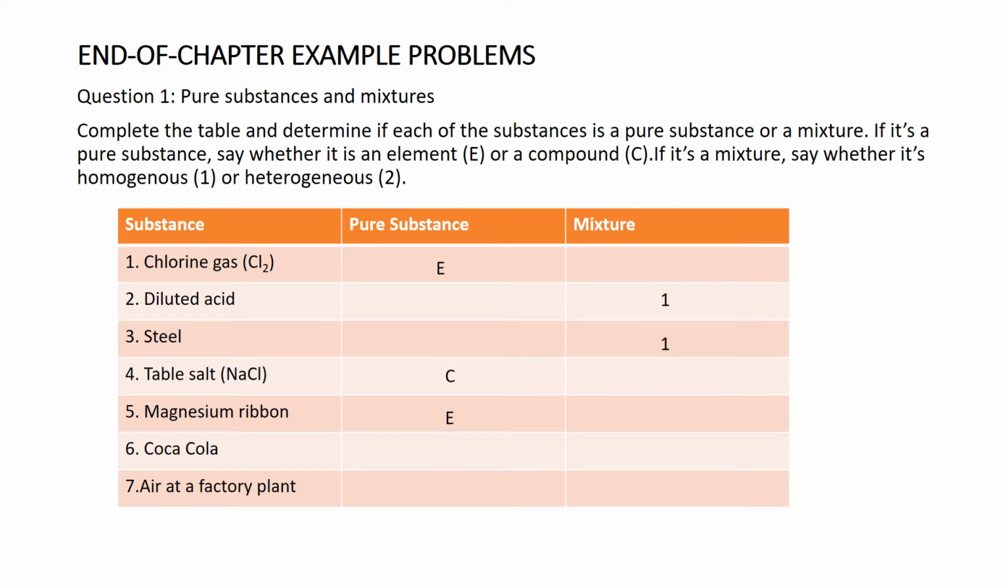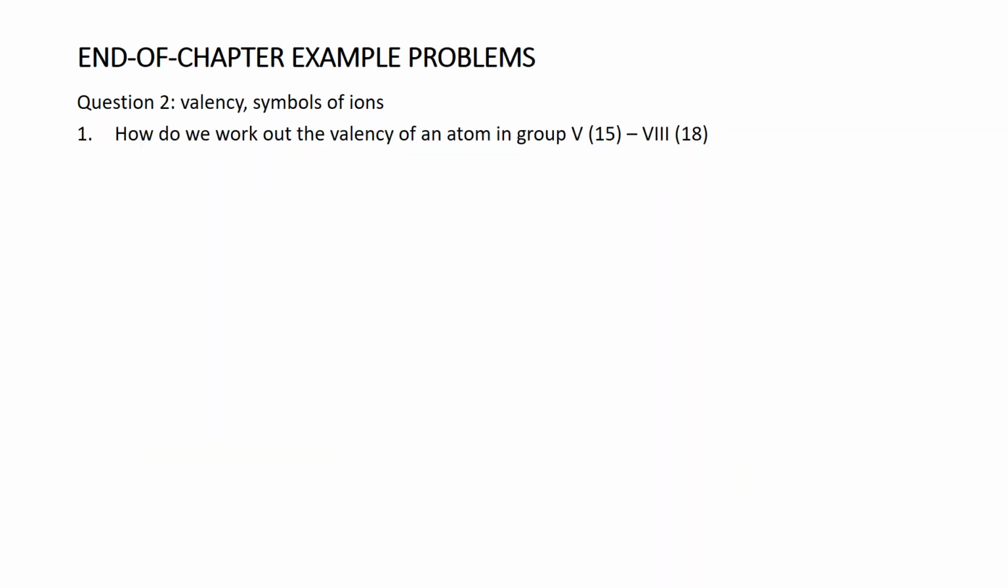Coca-Cola, I hope you remember, is a mixture of carbon dioxide and water, so it is a homogeneous mixture. Air at a factory plant is a mixture but a heterogeneous mixture, because this is not like the air found in the atmosphere. In a factory you can even see smoke coming out, sometimes smoke of different colors, so that is a heterogeneous mixture.